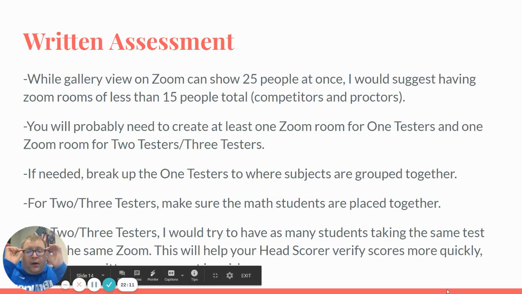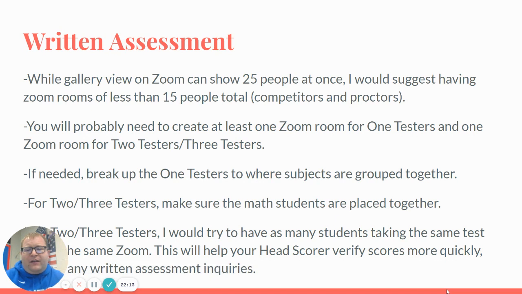So, like I was talking about earlier, while gallery view on Zoom can show 25 people at once, I would suggest having Zoom rooms of less than 15 people total, competitors and proctors. I suggest this because it allows the videos to be big enough so you can really see what these students are doing within those videos, as well as it keeps down the possible number of questions that you will receive.